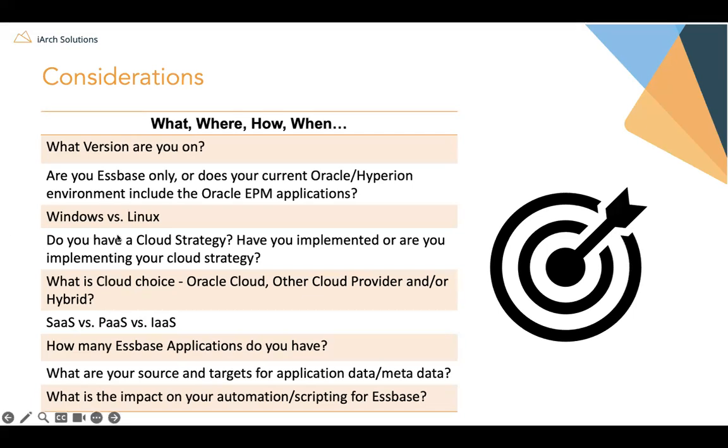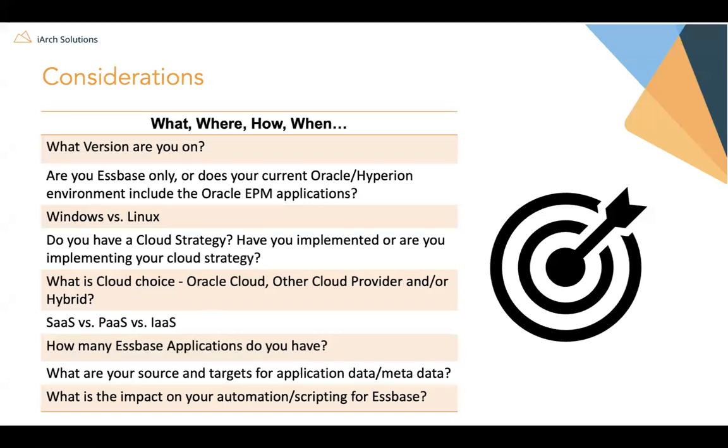Then you have the next several, which are more of your future state. So do you have a cloud strategy? Have you implemented it, or are you implementing your cloud strategy? What we find is that not everybody wants to go to the cloud, or if they are going to go to the cloud, they may not want Oracle Cloud because they may have a significant investment in some other cloud technologies like Azure. Or is their solution best in a SaaS solution or a PaaS solution or infrastructure? So some considerations about your future state.